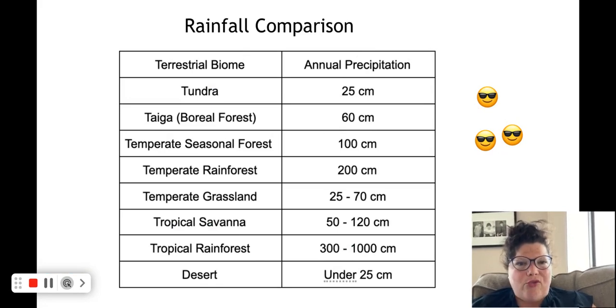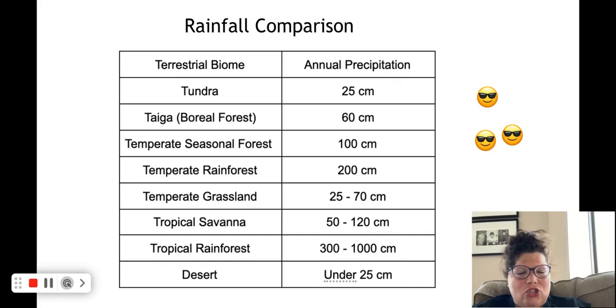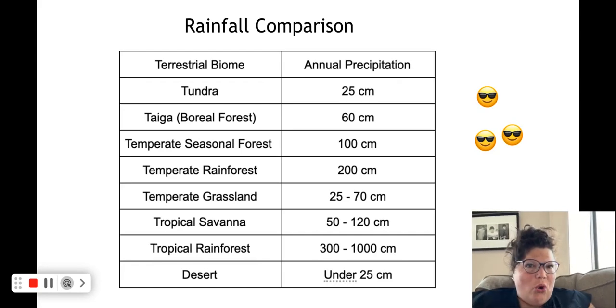As I mentioned before, that rainfall comparison is extremely important because that water really determines how much growth, how much life it can support. If we have a lot of rainfall, then we can have a lot of producers. If we have a lot of producers, then we can have many more species above it. So tundra, very little rainfall, where rainforest, lots of rainfall.